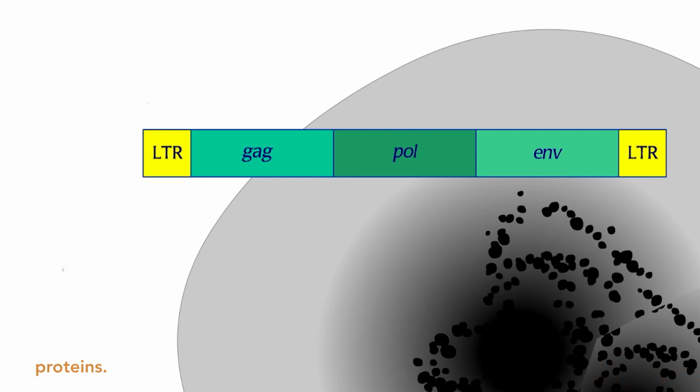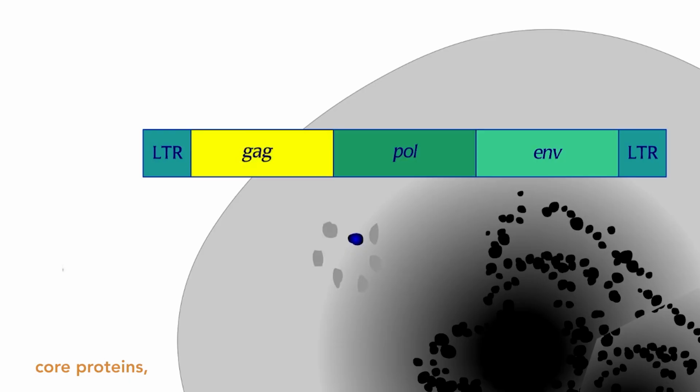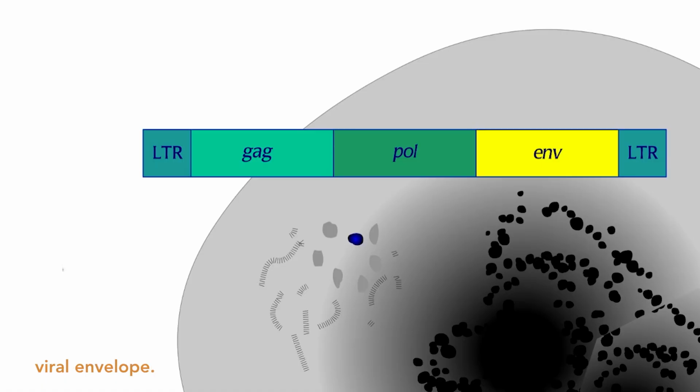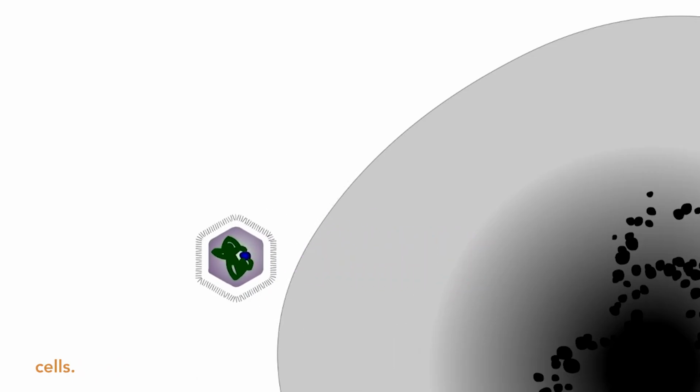the other viral proteins. POL codes for the reverse transcriptase. GAG encodes the capsid and other core proteins, while ENV produces components of the outer viral envelope. The proteins are then assembled into a viral particle with the viral RNA inside. Once it leaves the cell, the virus is capable of infecting other cells.